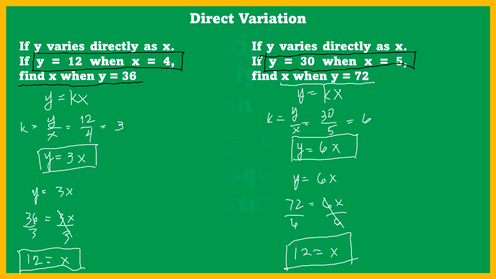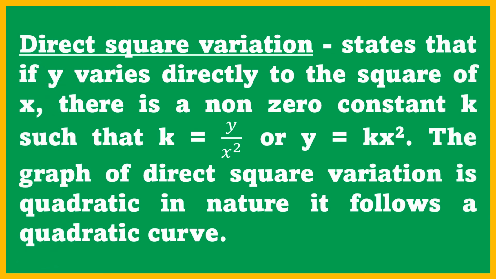Okay, so next one is the direct square variation. So almost the same lang to sa direct variation, but meron ditong square na ginamit. So direct square variation states that if y varies directly to the square of x, there is a non-zero constant k such that k is equal to y over x squared or y is equal to kx squared. And the graph of direct square variation is quadratic in nature and it follows a quadratic curve.